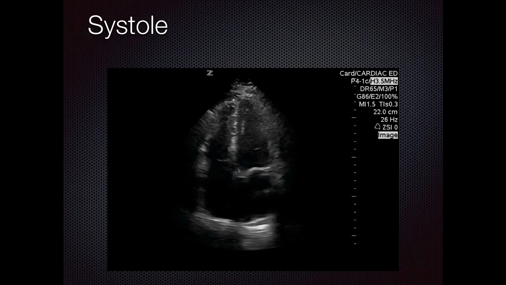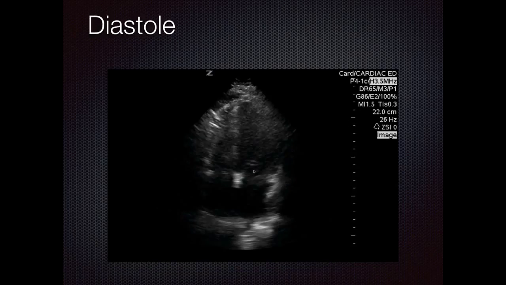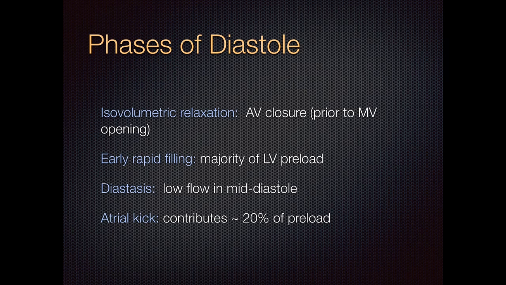At the end of systole, the aortic valve is going to close. At the initial part of diastole, the mitral valve is still closed. The ventricle starts to relax. As it relaxes, the pressure in the chamber drops. And then when the mitral valve finally opens, the blood in the left atrium now has an outlet and fills the left ventricle. And whatever is left at the end of diastole is squeezed out by the atrium. So there you have it, the stages of diastole.